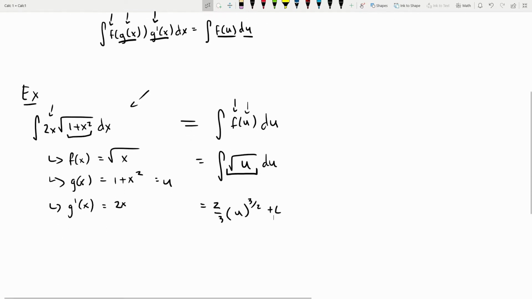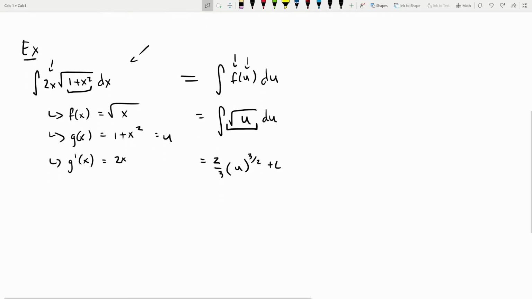So there we go. We have integrated this function with respect to u. However, the original question was not in terms of u, it was in terms of x. So we need to go back and resubstitute. We know that u is equal to this right here, so we're just going to substitute it back in. Basically something like this.